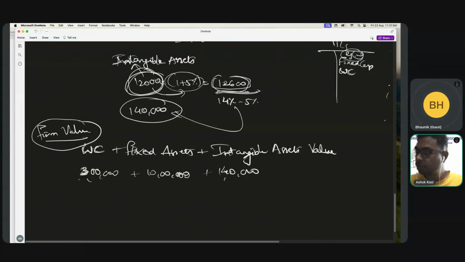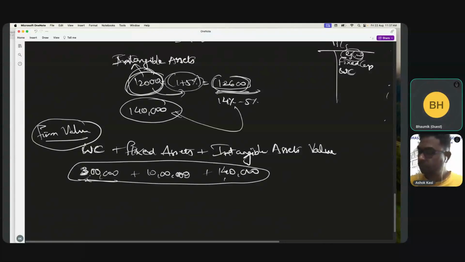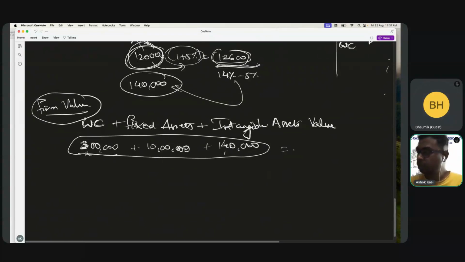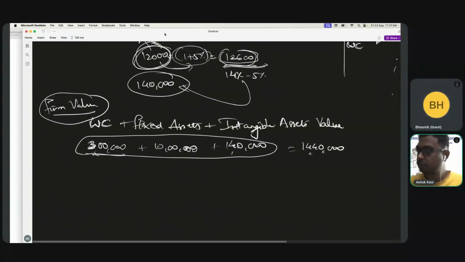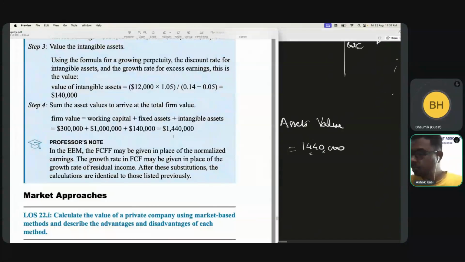What is the value of the company? So the value of the company is this much: 14,40,000. Now, under the excess earning method, the FCFF may be given in place of normalized earnings.